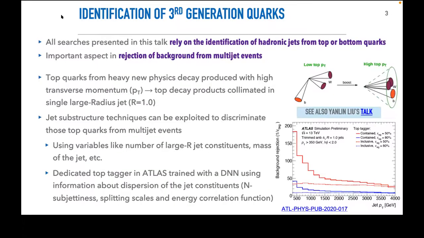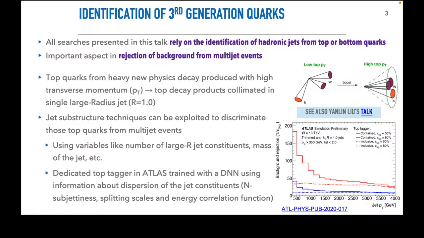Thank you. All of these searches, of course, rely heavily on the identification of hadronic jets from top and bottom quarks. This is an important aspect in the rejection of background from multi-jet events. For instance, top quarks from heavy new physics decay are expected to be produced with high transverse momentum, and the top decay products are therefore collimated in single large-radius jets, which is shown here as an illustration on the right-hand side. This larger jet typically has some jet substructure, and this can be exploited to discriminate top quarks from multi-jet events.